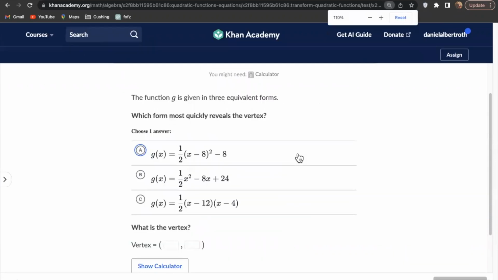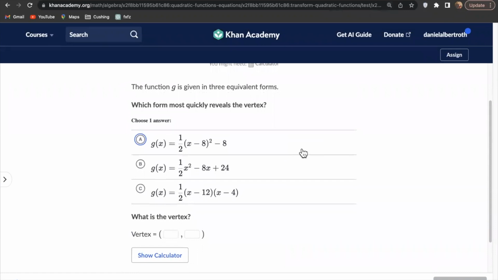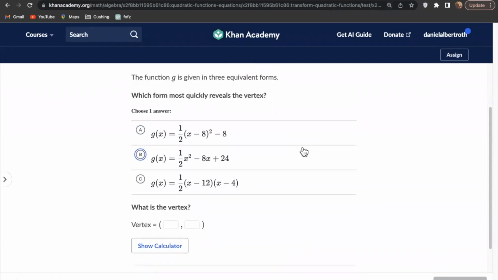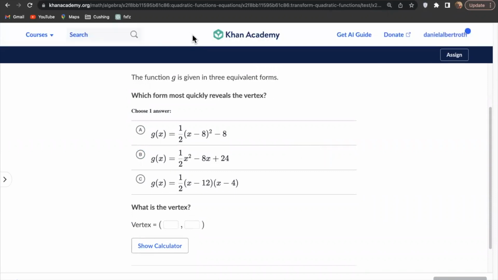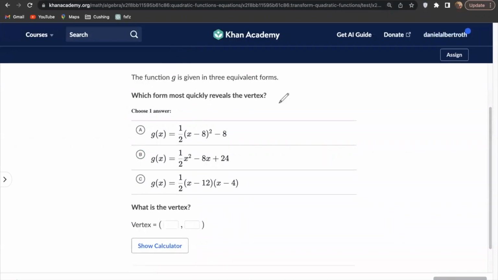Okay. Oh, fun, fun, fun. It says the function g is given in 3 equivalent forms, and it asks which form most quickly reveals the vertex. Well, the vertex can be very easily seen in what's called vertex form.